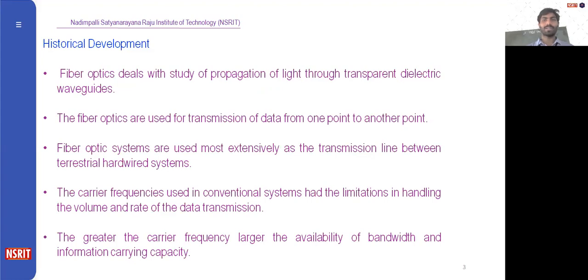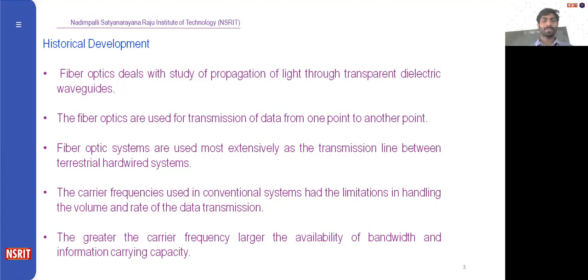Coming to the introduction, historical development consists of fiber optics, which deals with the study of propagation of light through transparent dielectric waveguides. That means fiber optics in general deals with the study of propagation of light, that is, movement of light through a transparent medium, which is going to allow light to pass through it, and it is dielectric. That means it is not going to conduct any electrical charges. And finally, we call it a waveguide because it is going to guide the waves through it.